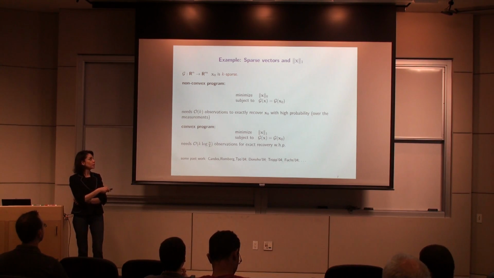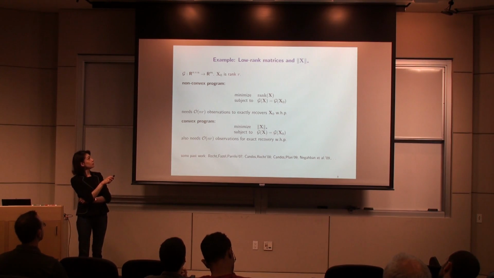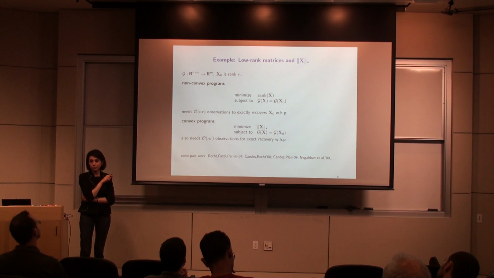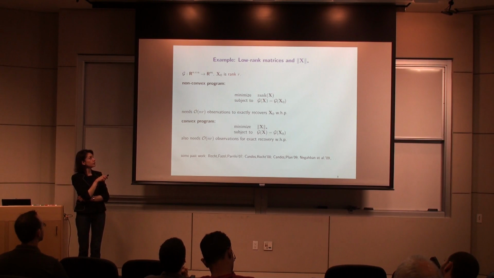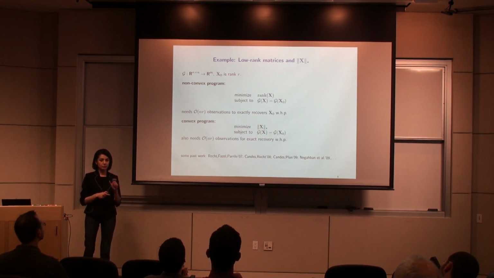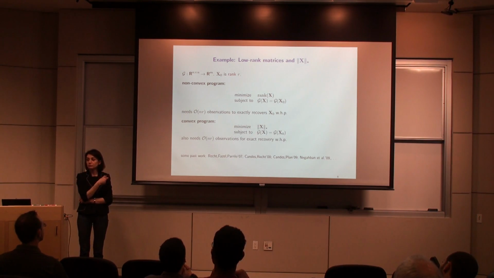Interesting. A similar thing happens when you look at low rank matrices. If X naught is now a rank R matrix of size n by n, I can write this problem: look for the minimum rank X that agrees with my measurements. How many measurements do we need here? The answer is order of n times R, where n is the size and R is the rank. This comes just by counting degrees of freedom, and it's easy to show.